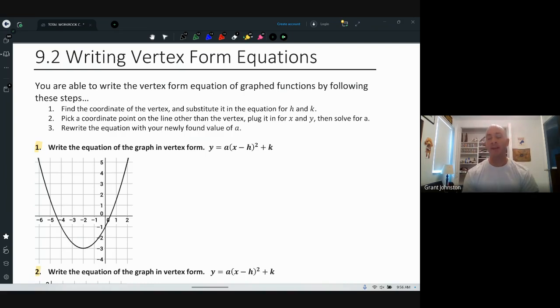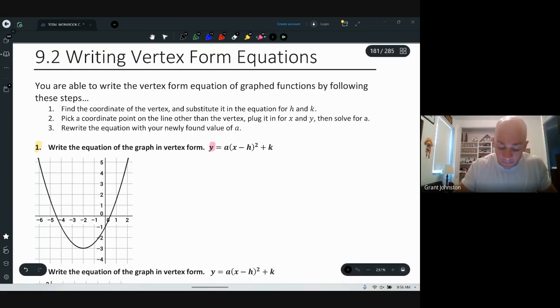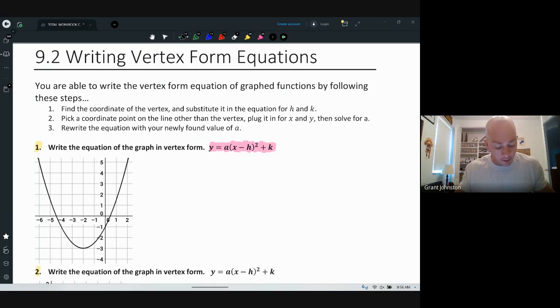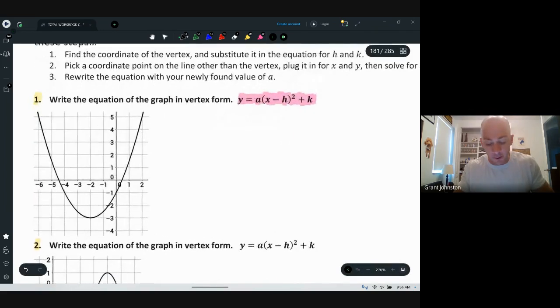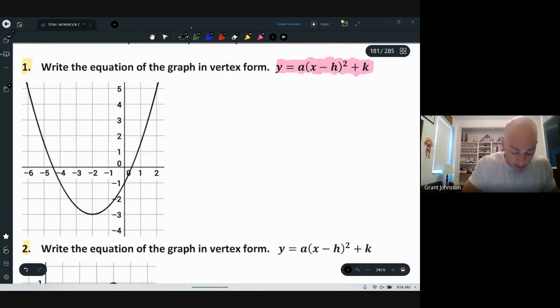So let me just jump into that right now. It'll make more sense as we go along. Remember, this is the form for a vertex form equation, and in order to write in vertex form, you obviously need the vertex. So let's look at this graph and identify the vertex. I can see it's right here. The vertex is at -2, -3.